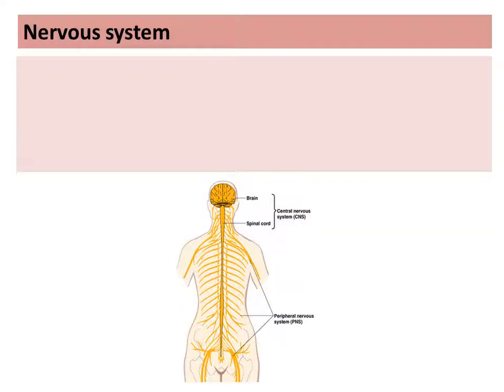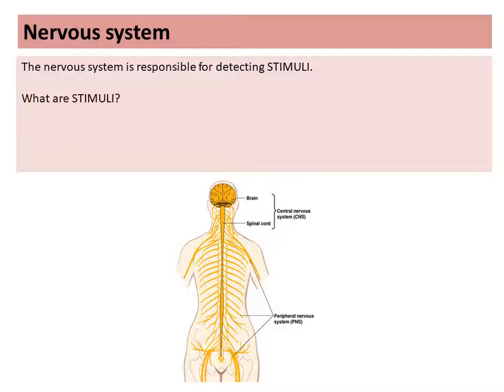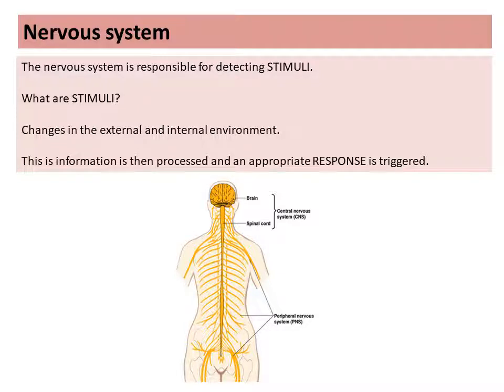A quick reminder of an overview of the nervous system. The nervous system's job is to detect stimuli. So it's obviously a good idea just to make sure we understand what we mean by this term of stimuli. Basically any change in the external or internal environment, and that can be due to a number of different things. So the stimulus could be a change in light levels, a change in temperature, pressure and so on. And that information is then processed and an appropriate response is triggered off.